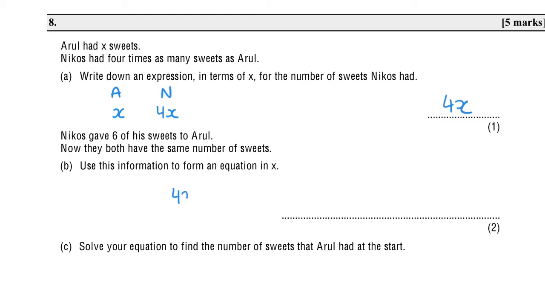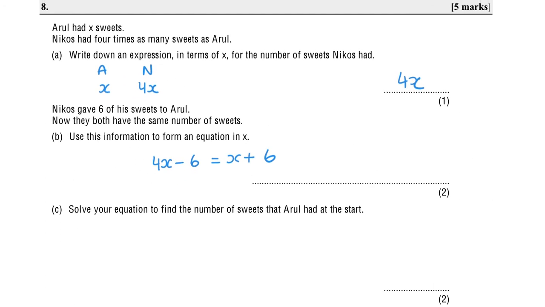So 4x take away 6 equals, because he took away 6 and he gave them to Arul, I think this equals x plus 6. Okay? Then it says solve your equation. So 4x minus 6 equals x plus 6.